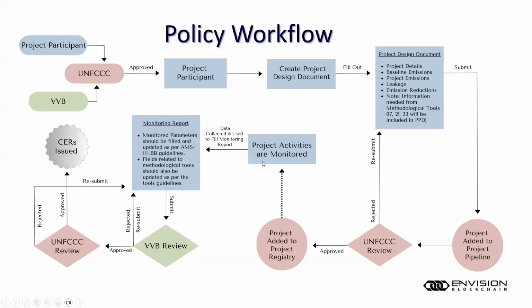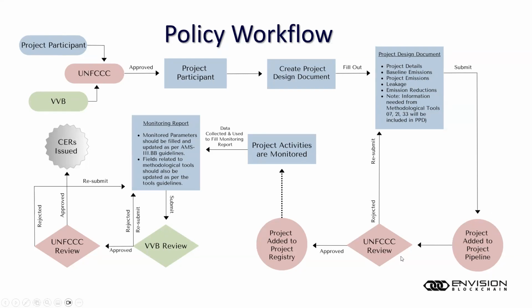So now let's take a look at the policy workflow. We have 3 users here, which are project participant, UNFCCC, and the BBB. Once the project participant and the BBB have registered, UNFCCC will approve. Then the project participant will go ahead and start creating the project design document, which they will fill out things like the project details, baseline emissions, project emissions, leakage, any emission reductions. And they'll also fill out information needed for the tools 7, 21, and 33, like we just went over in the Excel.